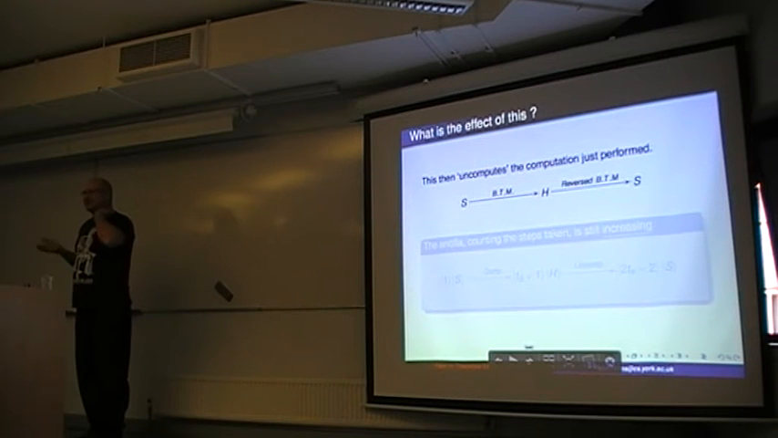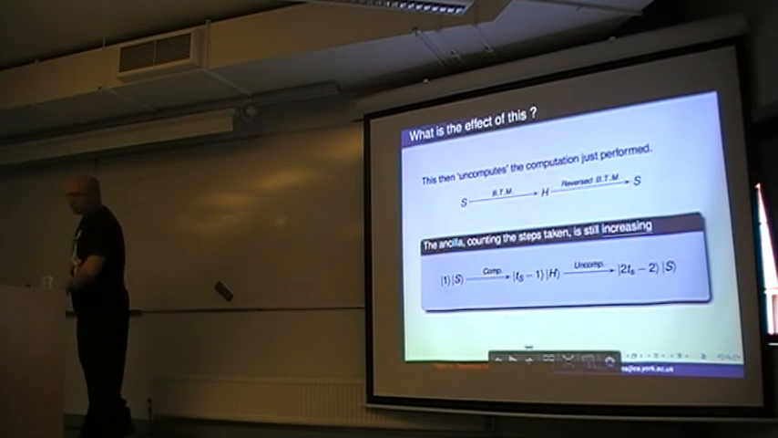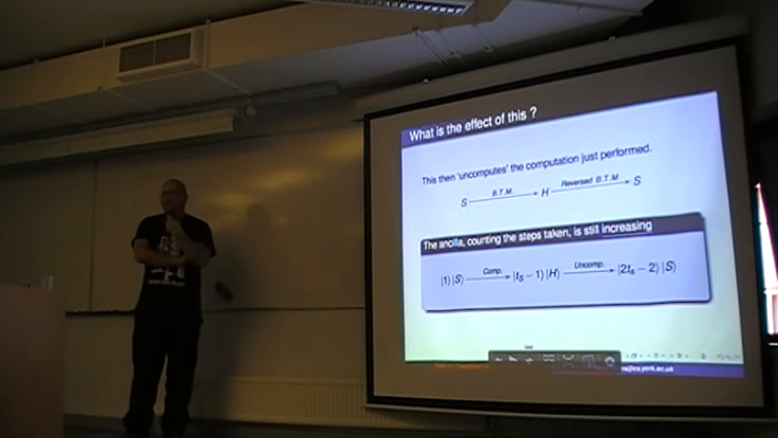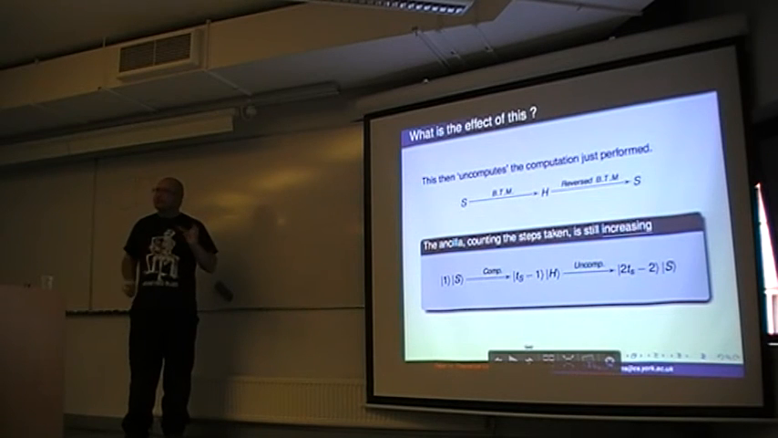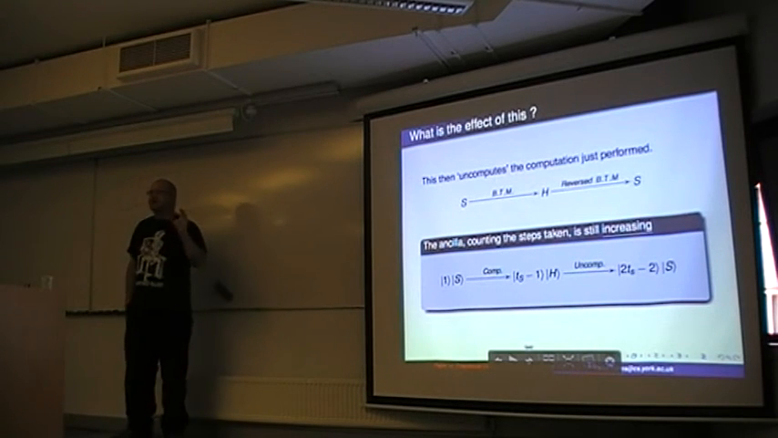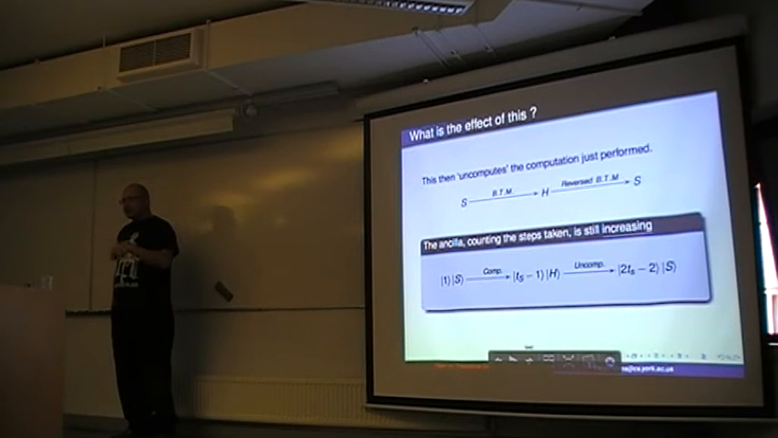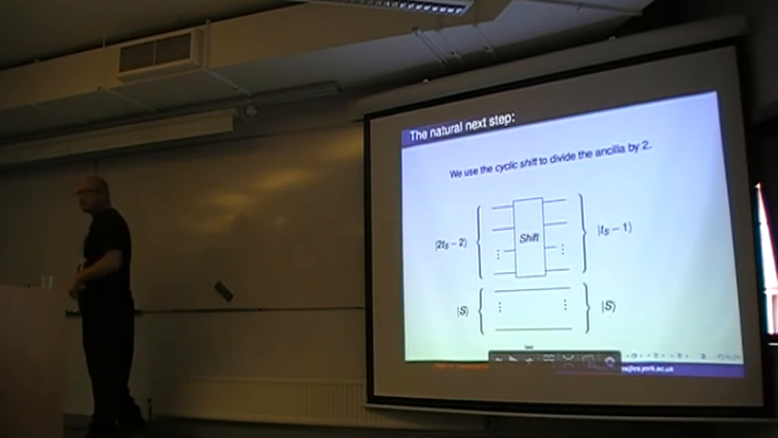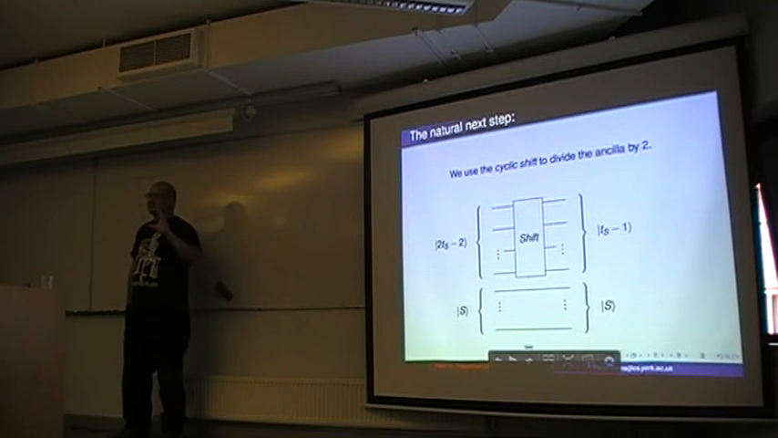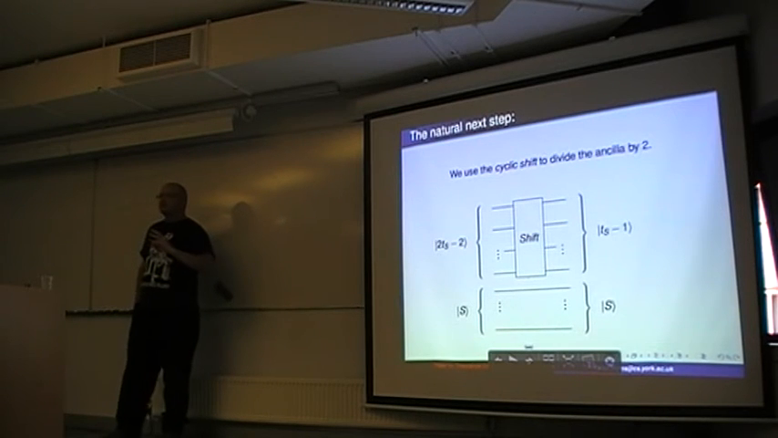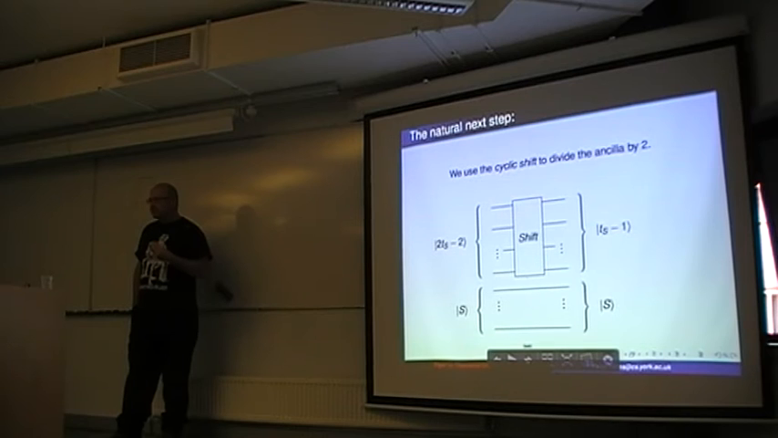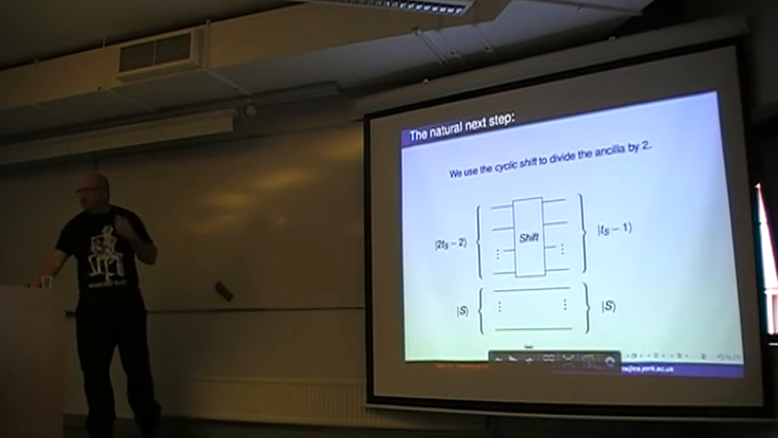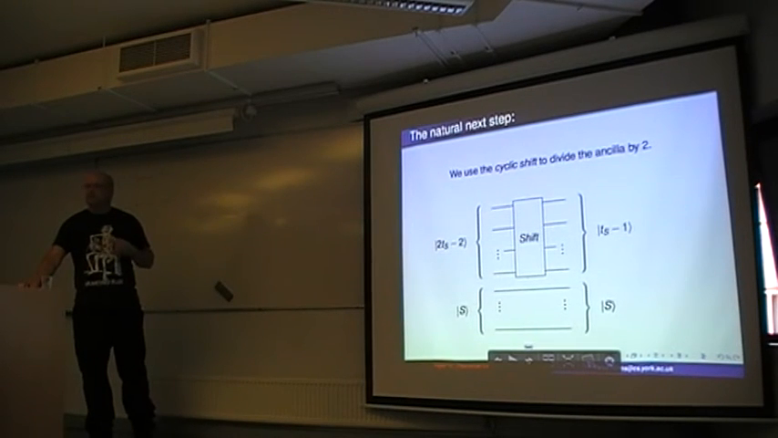Again, we're not getting anywhere really. But what we notice is that this ancilla is counting the number of steps that we're taking. That's still increasing. So instead of that being mapped back to zero, it's actually mapped to 2t, where t is the number of steps between starting and halting. Well, what we're going to do now is use our cyclic shift just once, and we're going to divide this ancilla by 2. So we've got the number of steps until halting rather than double that.